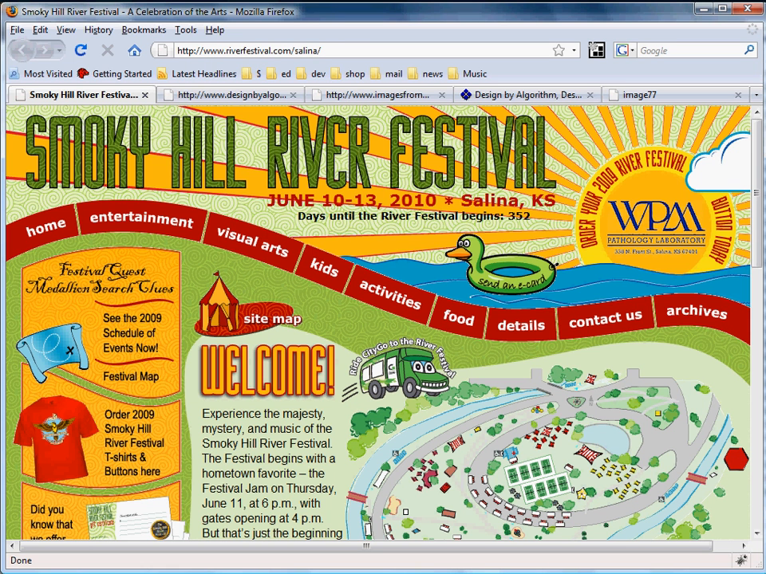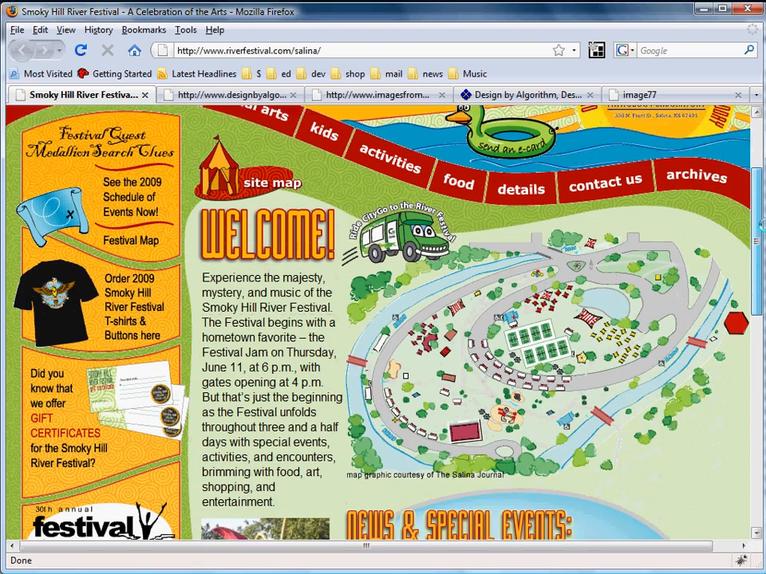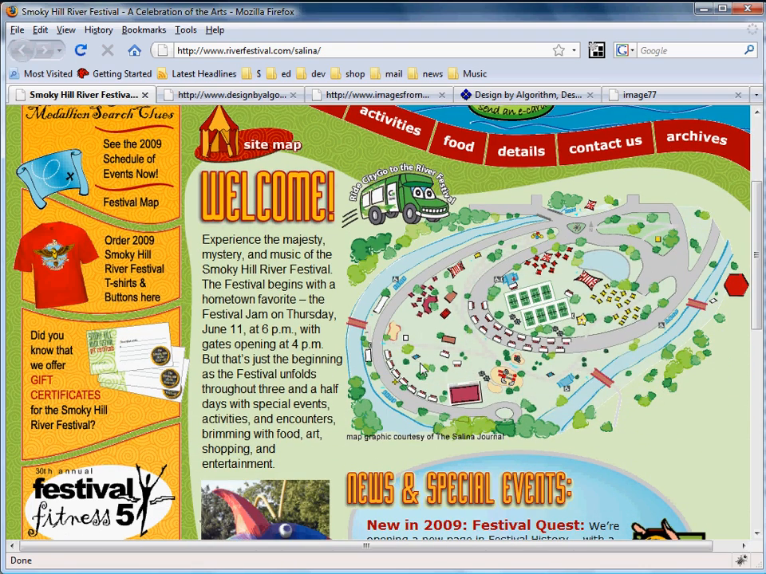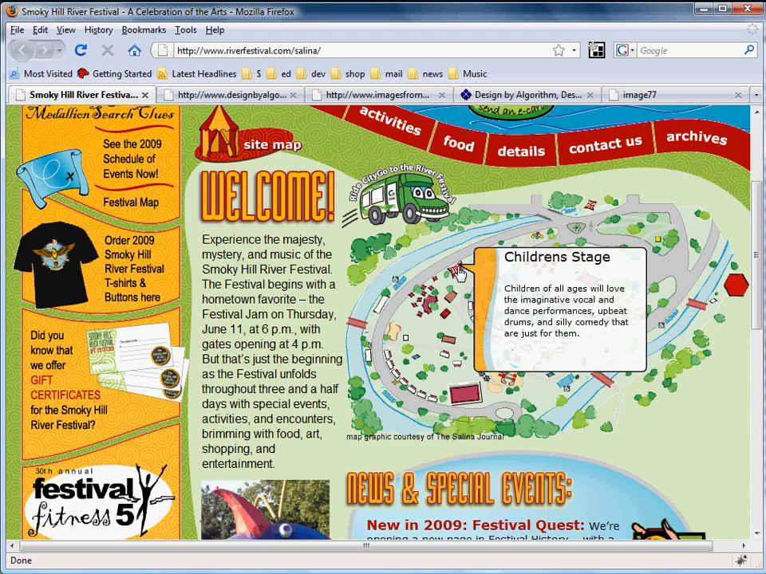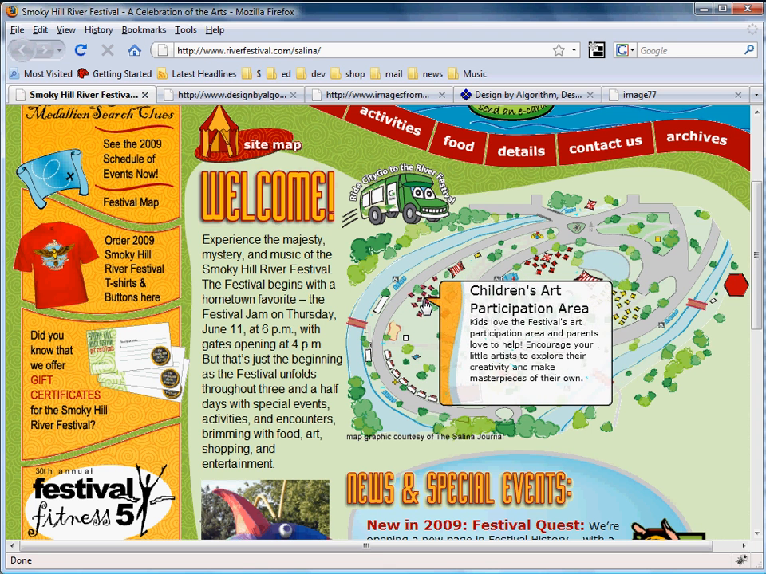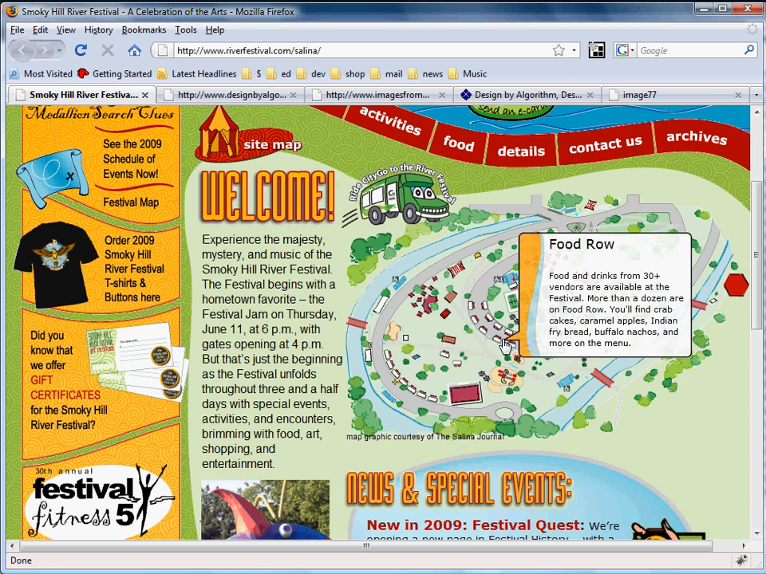A couple weeks ago, my family and I went to the Smoky Hill River Festival in Salina, Kansas. And here's an aerial of the grounds where the festival was. There were a number of stages with music going on pretty well constantly. Kids' crafts, lots of food.